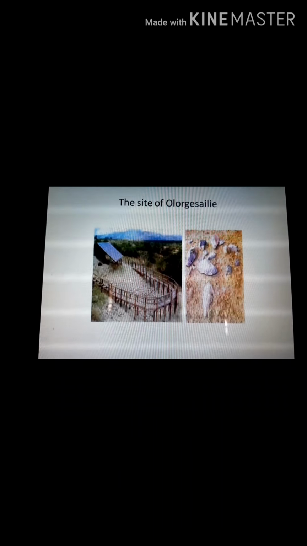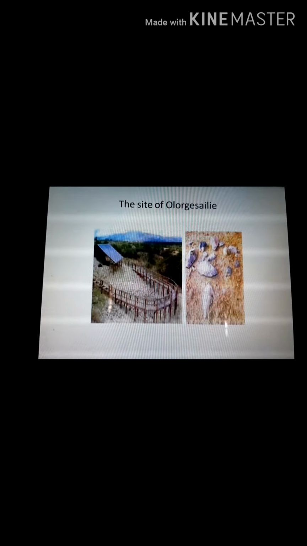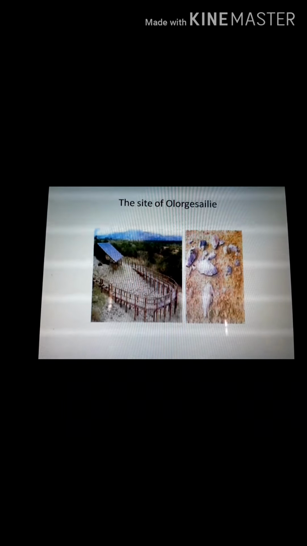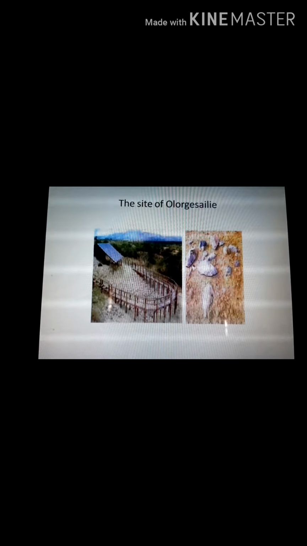This is the site of Olorgesailie, where footprints have also been found, and even the artifacts used by early human beings have been found. Locations which were co-inhabited by hominids, other primates, and carnivores.